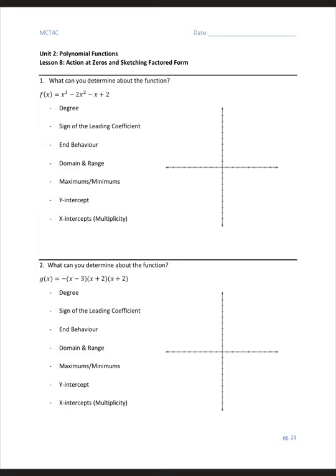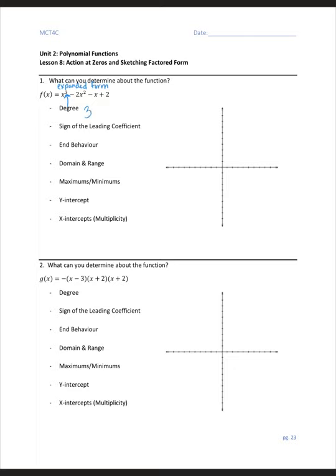And sometimes we need to go to factored form to identify some more of those key features before we can graph it. So our first function is f of x equals x cubed minus 2x squared minus x plus 2. So what can you determine about the function? In expanded form, what can we determine? Well, we can determine our degree, right? Our degree is just our highest exponent on the x variable, so we have a degree of 3.